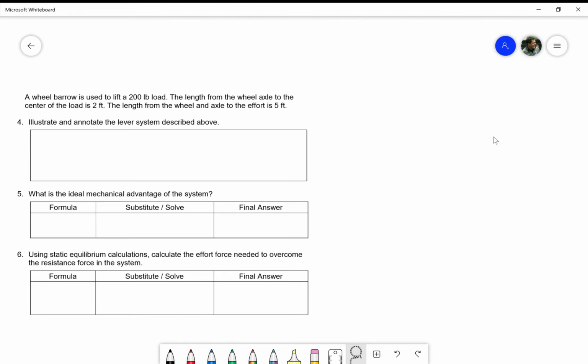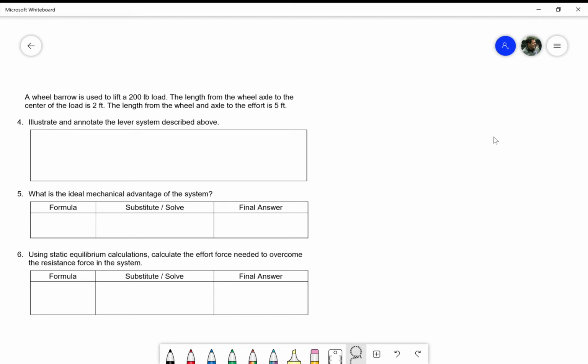Questions 4, 5, and 6 on this worksheet. So now we're talking about a wheelbarrow, and it's lifting a 200-pound load, and we have the length from the axle to the center of the load, and then the length to the handlebars basically from the wheel.